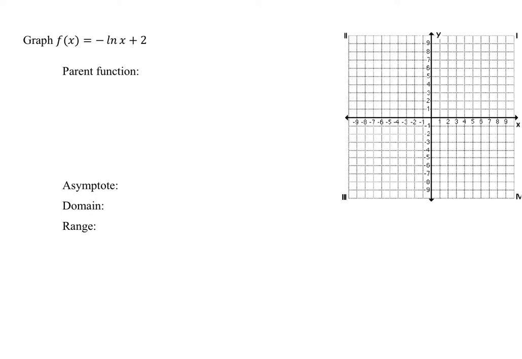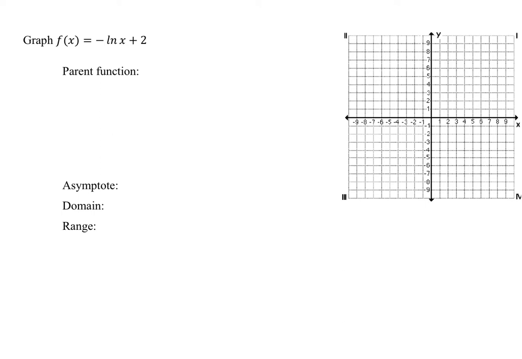In this case, we have f of x is equal to negative natural log of x plus 2. Please be careful when you say this function. You don't want to say ln. Even though you see the letters ln, you really do want to recognize that that means natural log and then read it that way. So f of x is equal to negative natural log of x plus 2.